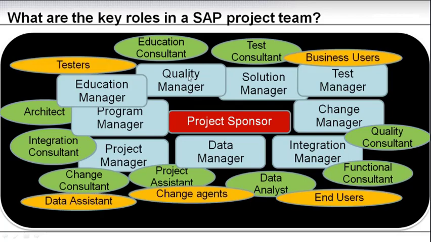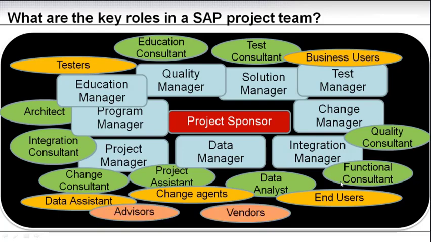And on top of that, they will require input and integration with business users. So you need to nominate a number of people from the business organization who will either join part-time or at least provide input to the project. And that's testers, business users, data assistants, change agents who help drive the change management, and then of course all the end users who will be using the system. So that's the landscape of the project.